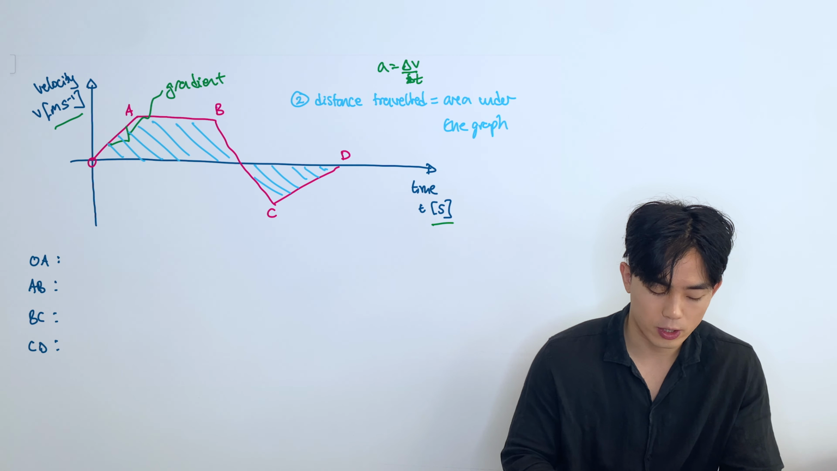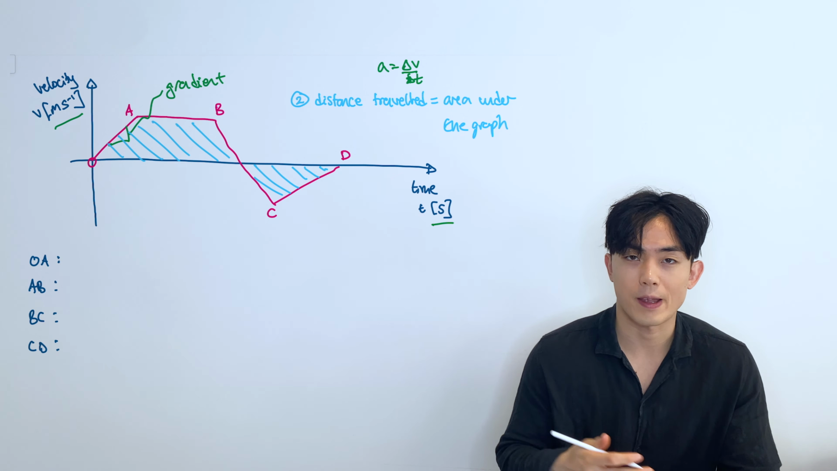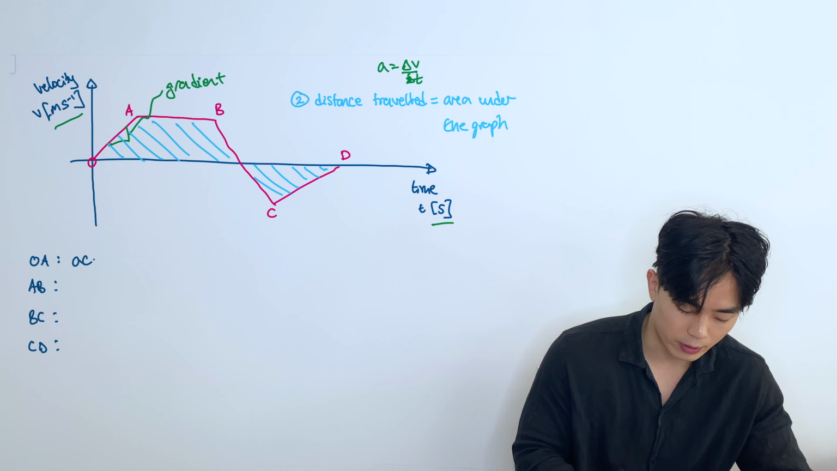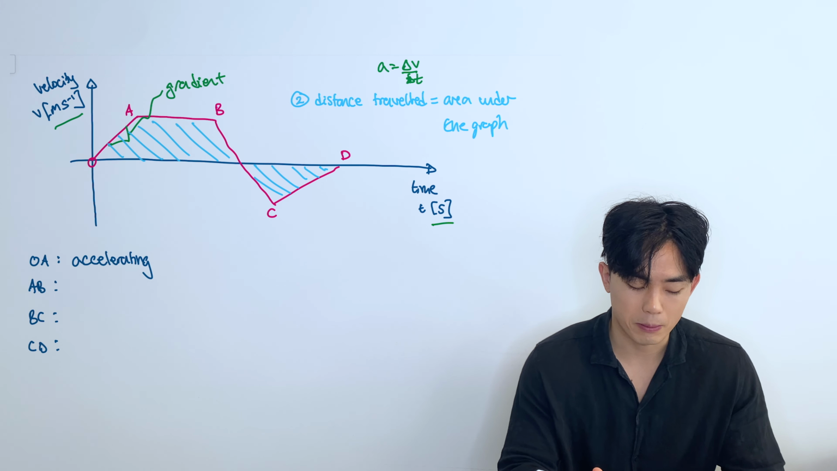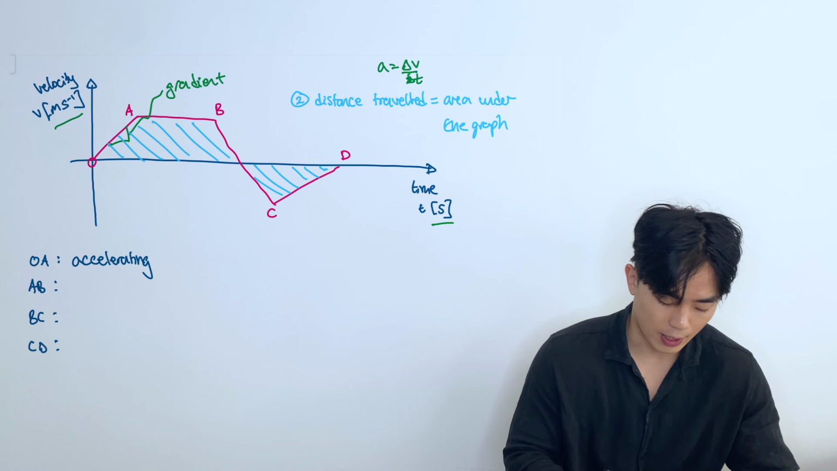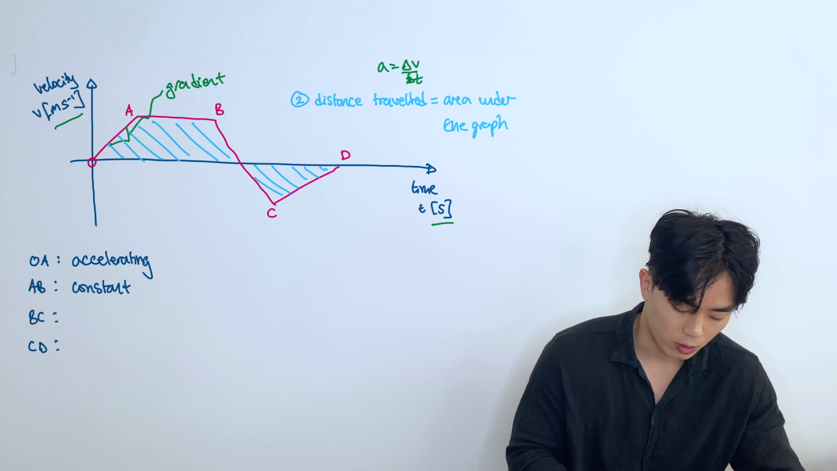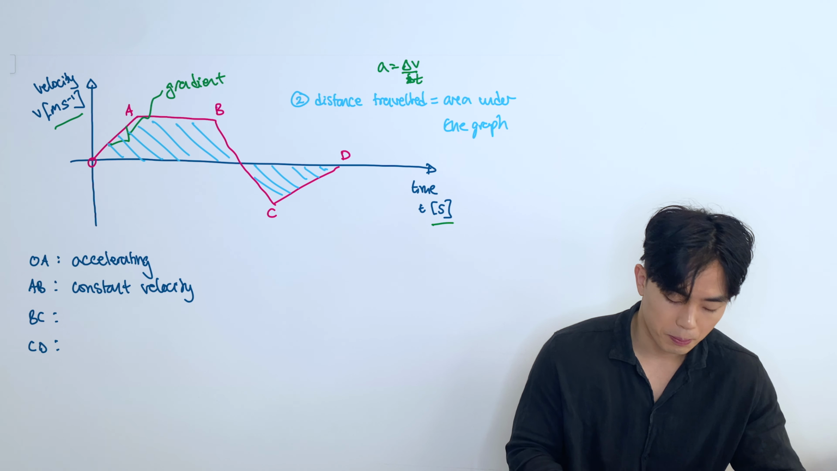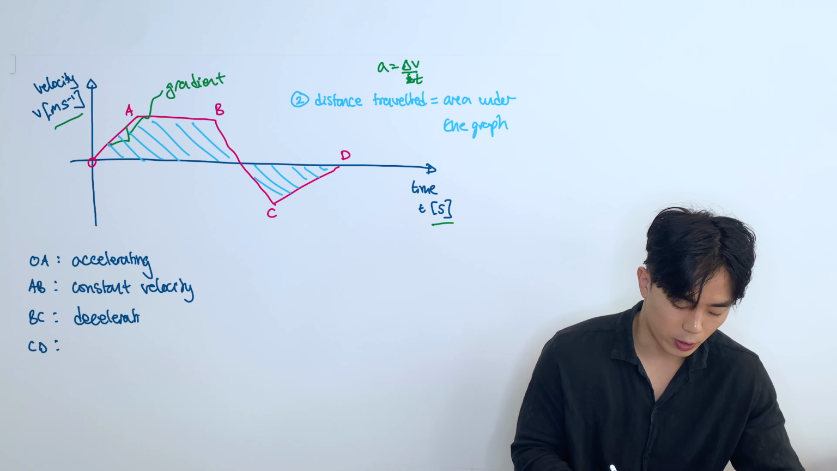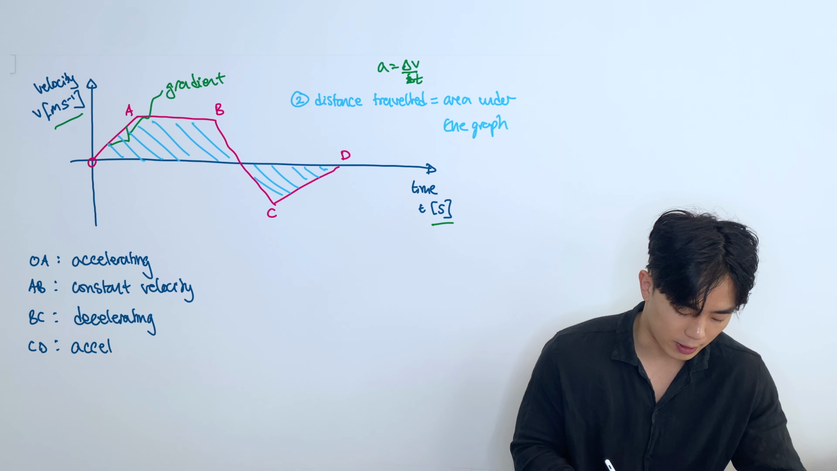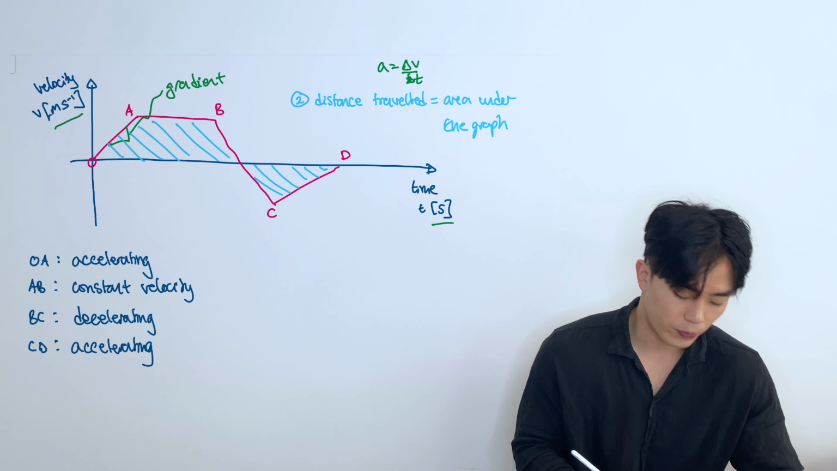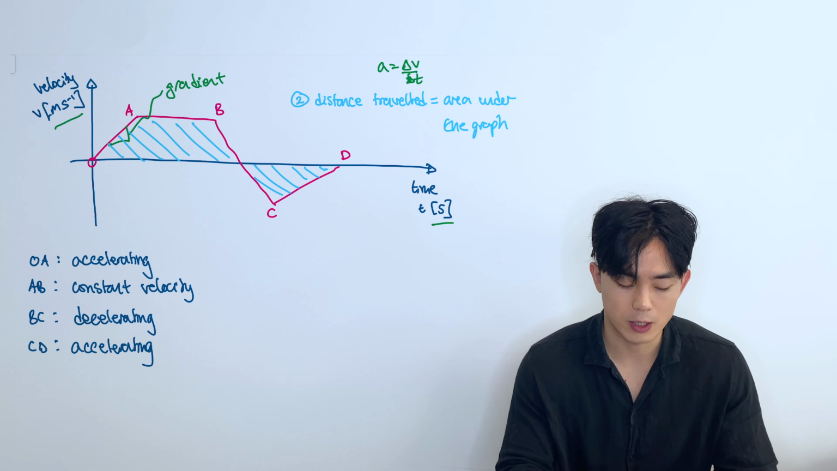So O to A, as you can see here, is an increasing straight line with a positive gradient, which means that the particle is accelerating. A to B, the gradient is 0, which means that it's no longer accelerating, so it's moving at a constant velocity. B to C is a negative gradient, which means it's decelerating, the opposite of acceleration. And C to D, once again, is going back up with a positive gradient, so that's also an acceleration. That's how we describe each part of this journey.